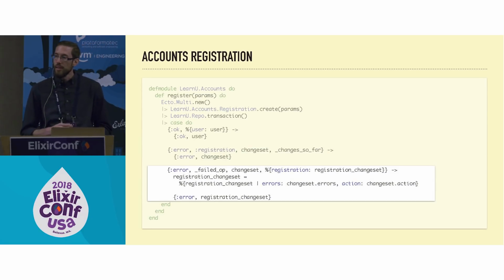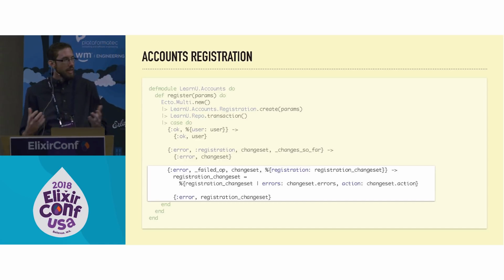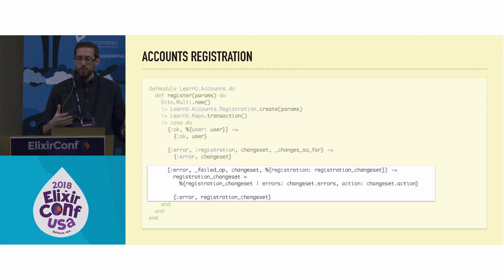The final is an error tuple, except this time the failed operation could be either user or credential, so this ignores that value. Instead, the pattern match pulls out the changeset with errors and action applied, as well as the registration changeset from the map of successful changes thus far. The errors and action from the failed changeset are merged into the registration changeset so that it can be returned within the error tuple and used on the registration form. We can do that here because a lot of the fields are shared between user, credential, and registration modules.